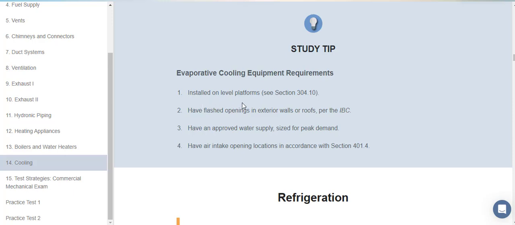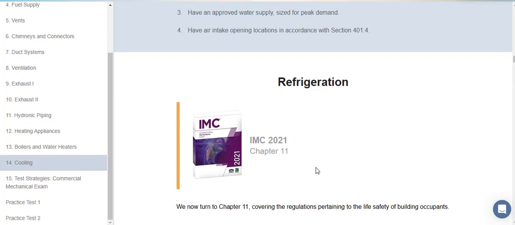Study tip, evaporative cooling equipment requirements. Number 1, installed on a level platform, see Section 304.10. Number 2, have a flashed opening in the exterior wall or roof per the International Building Code. Have an approved water supply sized for peak demand. Have air intake opening location in accordance with Section 401.4.